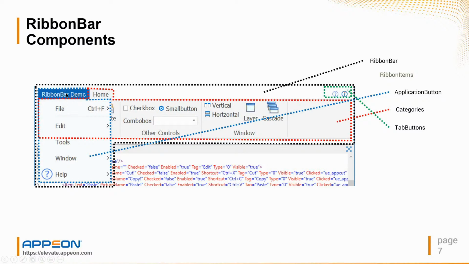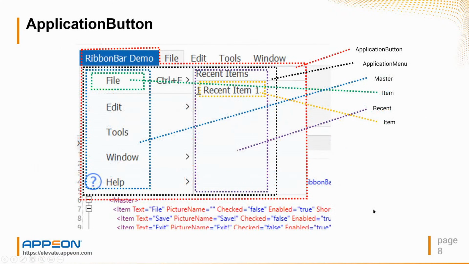And what happens when you click on that one is a menu drops down. So that's your application button. Then the categories are all the remaining tabs. And then the tab buttons are the buttons that appear in the upper right hand corner of the ribbon control. Okay, so let's look at what's in the application button.